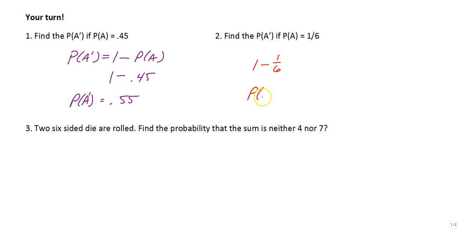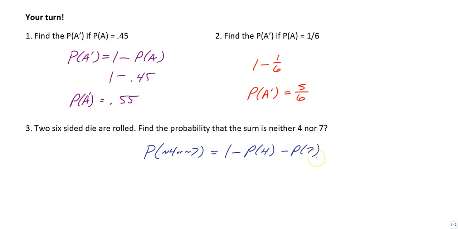So the probability of the complement of A is equal to 5/6, because you just have to do 1 minus 1/6. And in the last example, you had to find the probability that the sum is neither 4 nor 7. So the probability of not 4 and not 7 is going to be equal to 1 minus the probability of 4 minus the probability of 7.